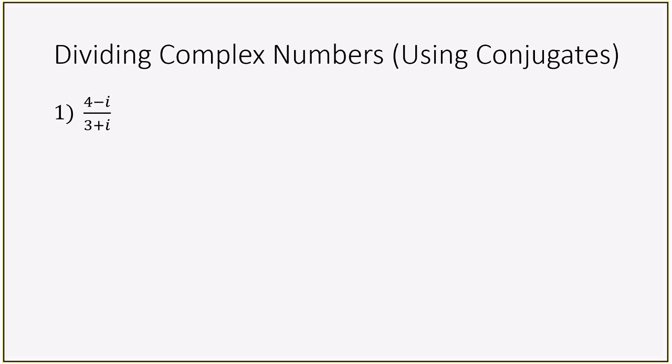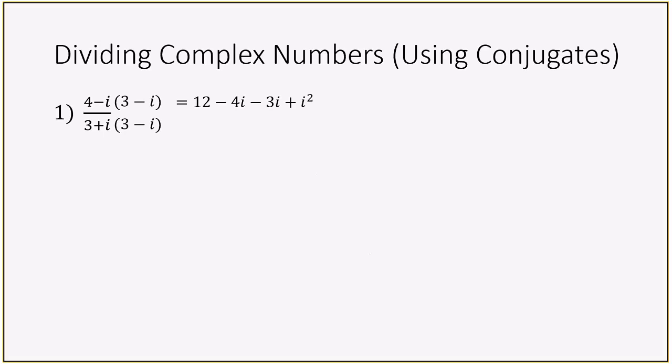Well, I want to get a real number on the bottom, so I'm going to use the conjugate. I have 3 plus i. The conjugate of 3 plus i is 3 minus i. I flip the sign in between the two terms. I'm going to multiply that on the bottom, but with fractions, if I multiply anything on the bottom, I have to multiply it on the top.